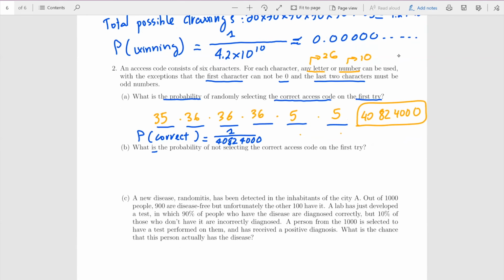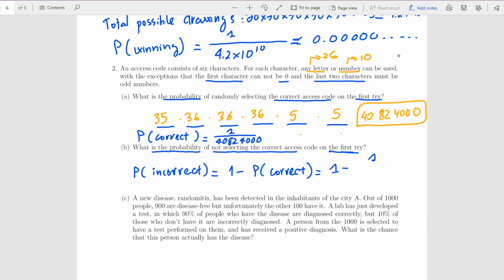And the next question is, what is the probability of not selecting the correct access code on the first try, right? Not selecting the correct one means the complement of selecting the correct one. So the probability of incorrect equals 1 minus the probability of the correct one, which is 1 minus 1 over 4,082,400. And again, this number is very small, or very big, sorry.